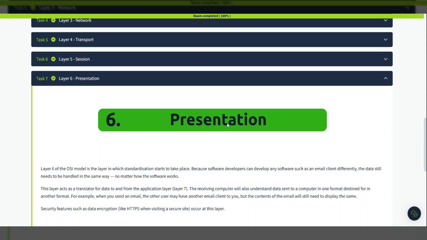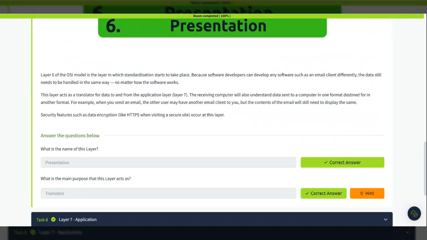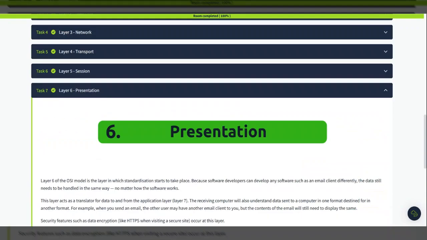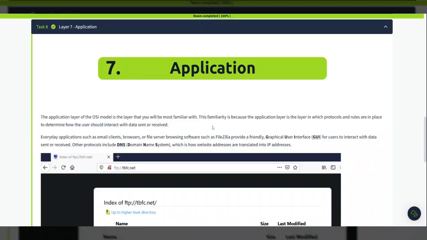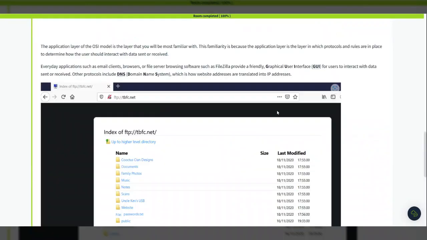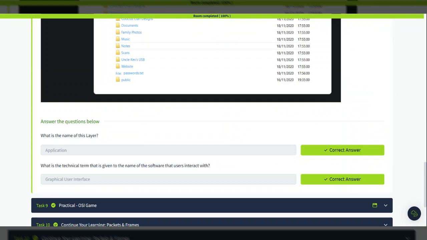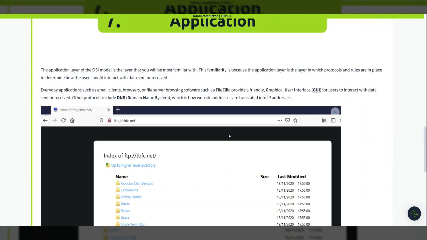6, presentation. This one made pretty good sense to me, but like the last layer, I kind of wish there was a little bit more. 7, application. This one made the most sense to me, and it kind of, again, connected a couple of dots in my head. And then, of course, all the questions were in the read-in.